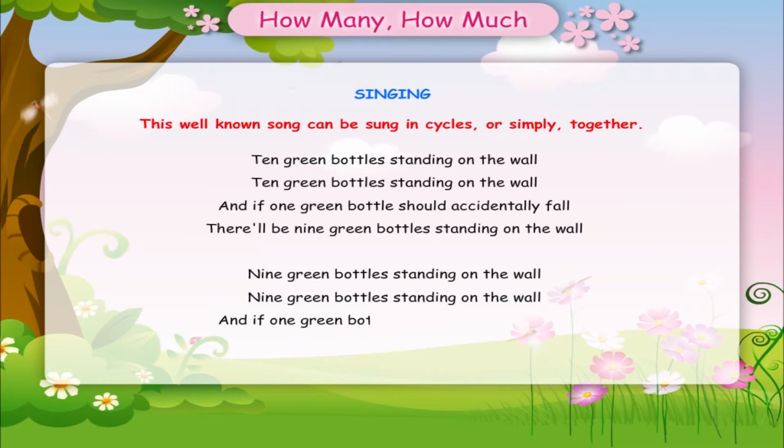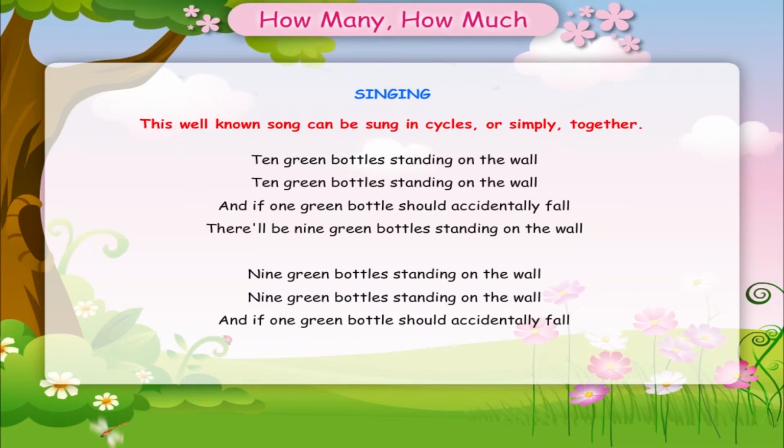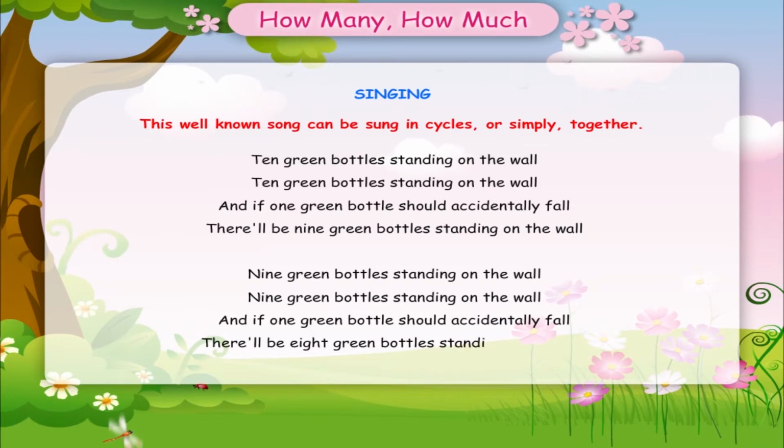And if one green bottle should accidentally fall, there'll be 8 green bottles standing on the wall.